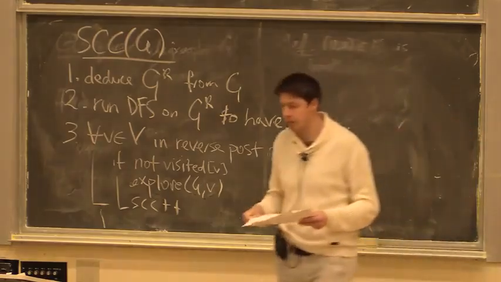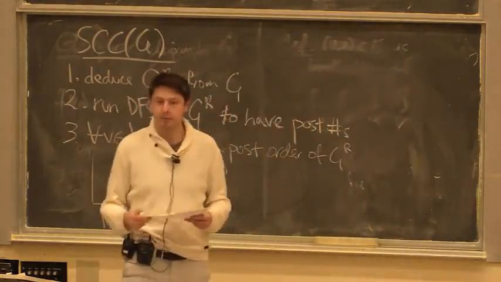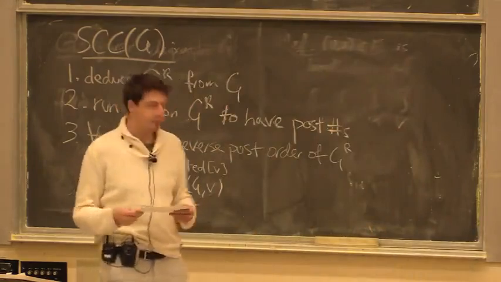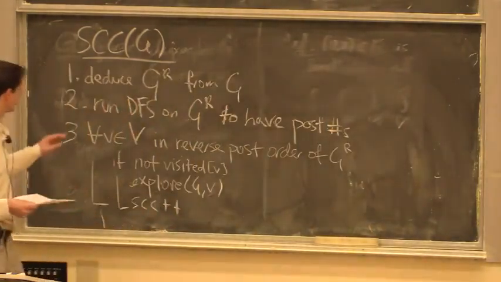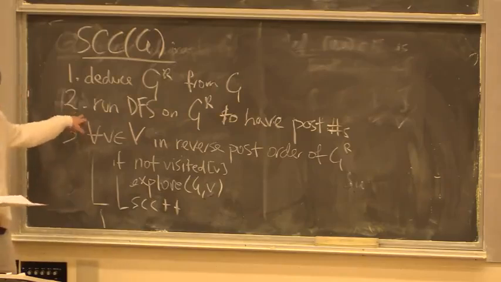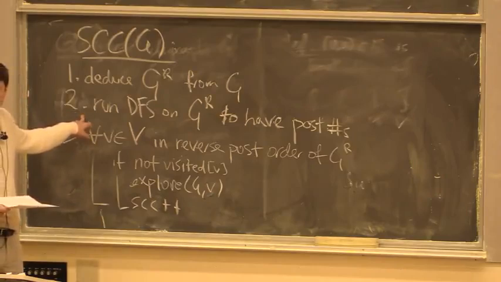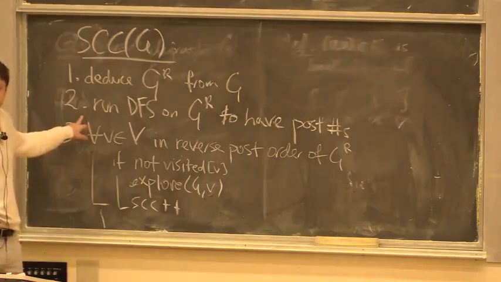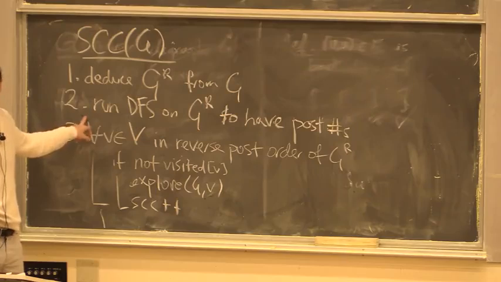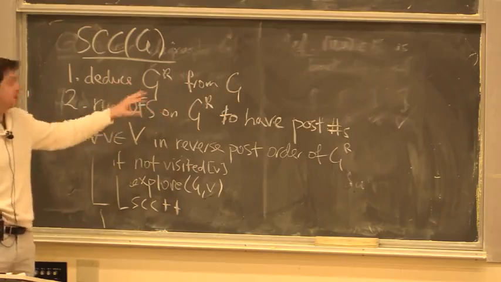Okay. So are there questions about this? Yep. So in the second step, when we run DFS on G reverse, does it matter where we start DFS? No. It will affect the order of the post numbers, yes. But it doesn't matter. Because the highest post number will be in some source SCC of G R, which is some sink SCC of G.